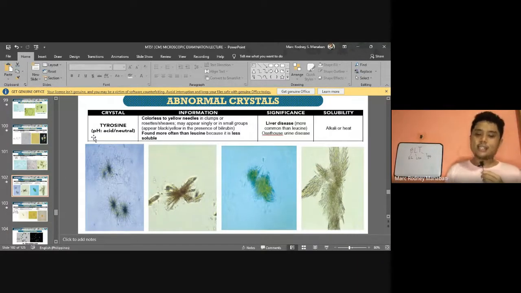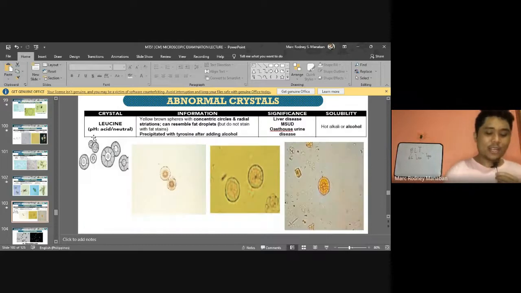Alright? So where is it seen? Still liver disease and Maple Syrup Urine Disease. Remember, Maple Syrup Urine Disease is the one with the cabbage odor urine. Okay? Solubility, again, alkali or heat. So tyrosine, again, is elevated in patients with severe liver disease or metabolic disorders such as tyrosinemia. Okay, all right. Next, of course, leucine.